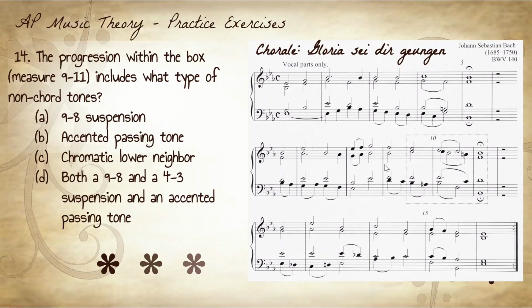Question 14. The progression within the box, which we can see on measure 10 and measures 9 to 11, includes what type of non-chord tones? A, 9/8 suspension. B, accented passing tone. C, chromatic lower neighbor. Or D, both 9 to 8 and 4 to 3 suspension and an accented passing tone.